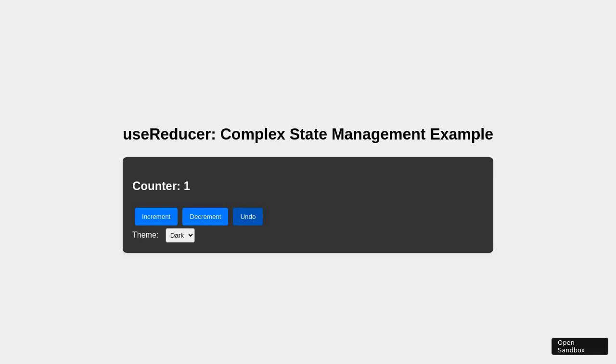As you interact with the buttons, the state updates predictably, thanks to the reducer function handling the logic. Each action, like incrementing, decrementing, or changing the theme, dispatches a specific action type, allowing the reducer to compute the next state accurately. In conclusion, useReducer is a powerful hook for managing complex state in React applications.